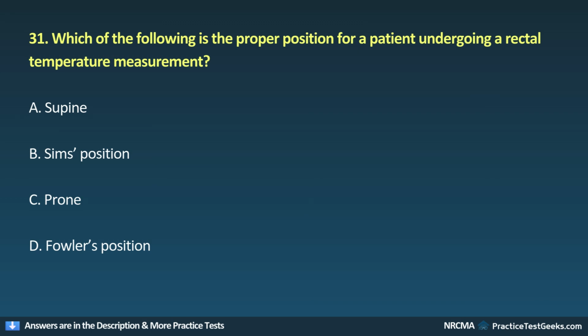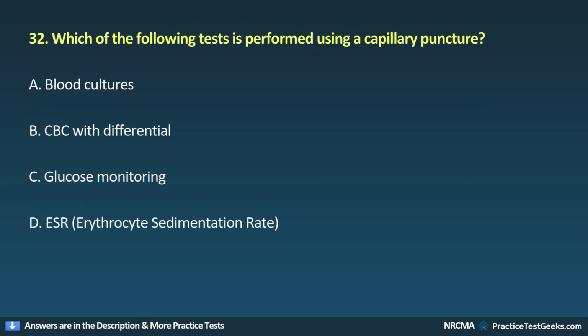31. Which of the following is the proper position for a patient undergoing a rectal temperature measurement? A. Supine. B. Sims position. C. Prone. D. Fowler's position. 32. Which of the following tests is performed using a capillary puncture? A. Blood cultures. B. CBC with differential. C. Glucose monitoring. D. ESR, erythrocyte sedimentation rate.